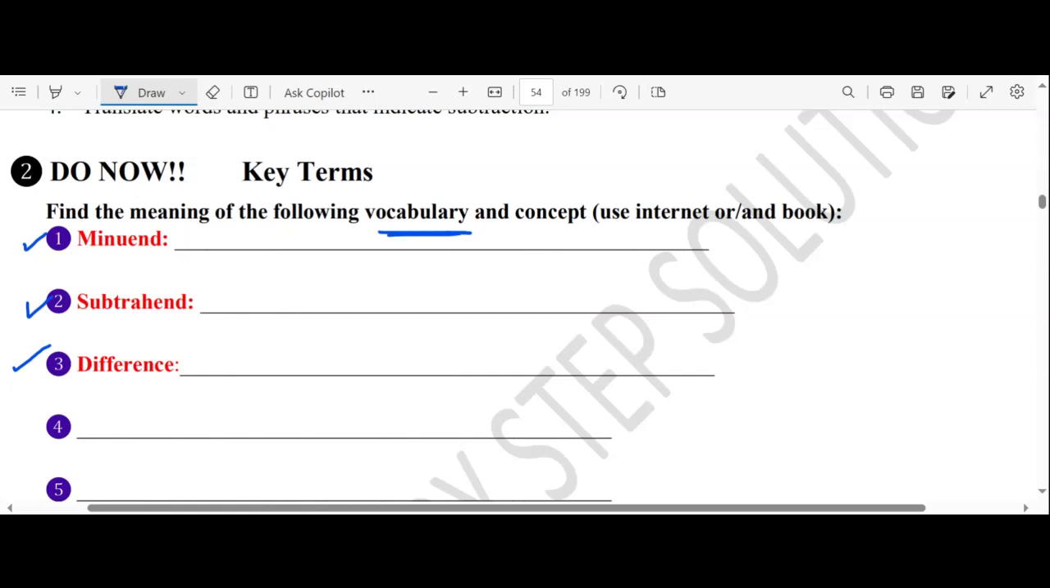So what does subtrahend mean? And minuend? The minuend is the number that is being subtracted from, right? And subtrahend means what? The number that you're going to subtract. Take away 3 from 8. You get how much? 5. 5 is called the difference. Okay? Is this clear?